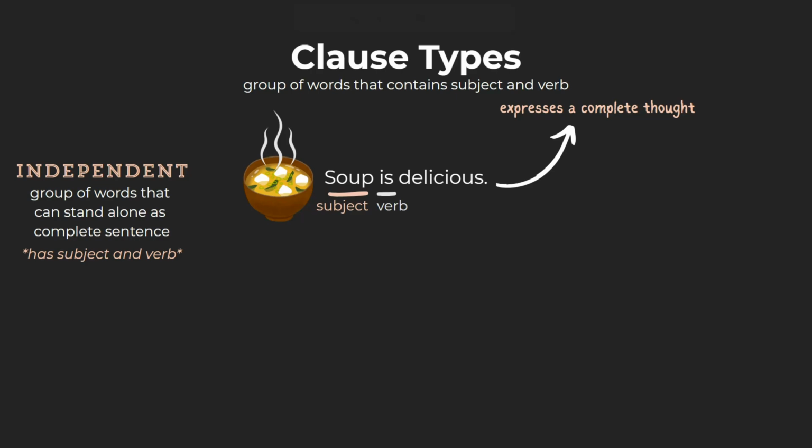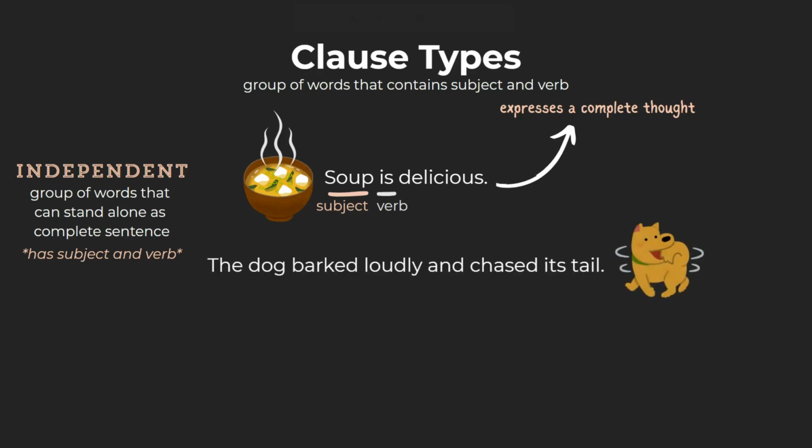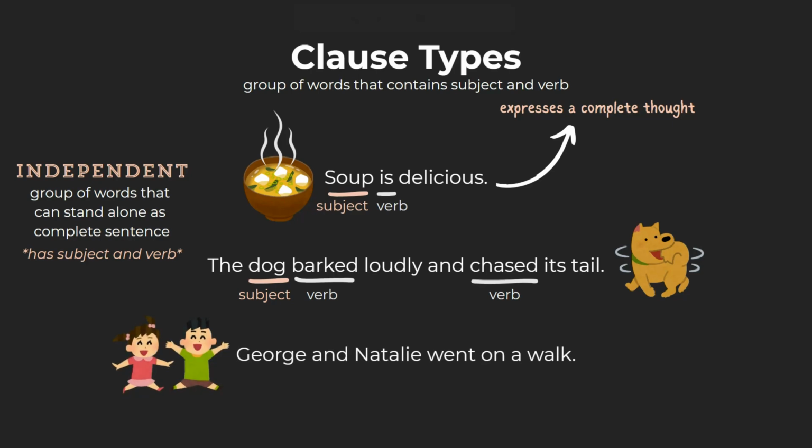An independent clause can also be more complex. For example, "The dog barked loudly and chased its tail." Here, we still have one subject, dog, but now we have two verbs, barked and chased. Another example would be, "George and Natalie went on a walk." This time we only have one verb, went, but now we have two subjects, George and Natalie. So what does it mean exactly when we say an independent clause expresses a complete thought?